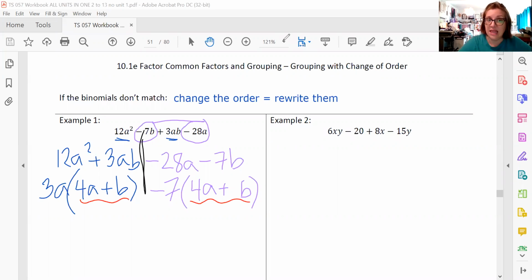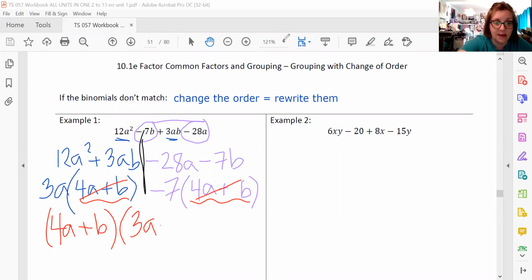I'm going to take that binomial out, 4a plus b, so these are both gone. And then I'm going to rewrite for my second parentheses everything that's left, which is this 3a over here minus 7. So even though I had to change the order and kind of mix some things around, I still was able to factor this 4-term polynomial into 2 binomials. And again, if I want to FOIL it out, first, outside, inside, last, I should come up with that same polynomial that they gave us at the top of the example.